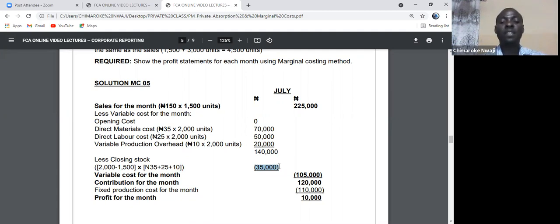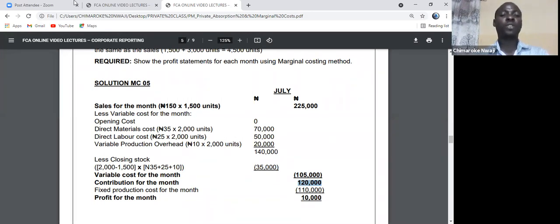When you less this closing stock from this figure here, you have 105,000 naira. This is your variable cost for the month. Now, how do you get your contribution? You simply less it from the sales, and you have 120,000 as your contribution for the month.